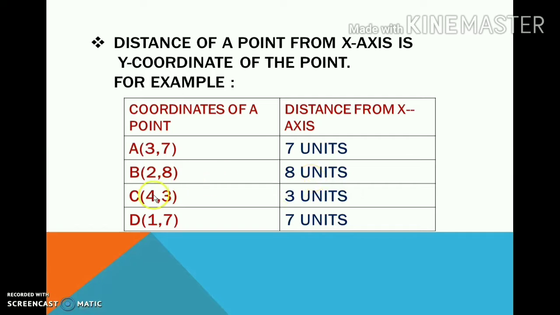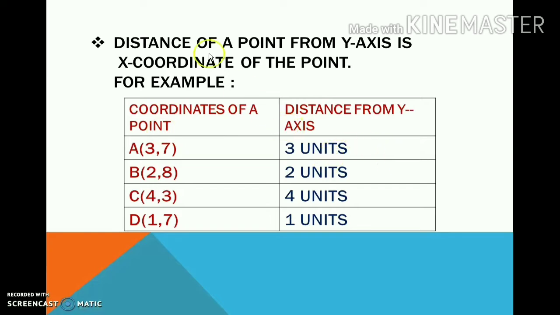In this case we have coordinates 4, 3. Its distance from x-axis is 3 units. Also, we have point B whose distance from x-axis is 7 units. So, हमने क्या किया? जब हम distance from x-axis लिख रहे थे, we have simply written their y coordinate.